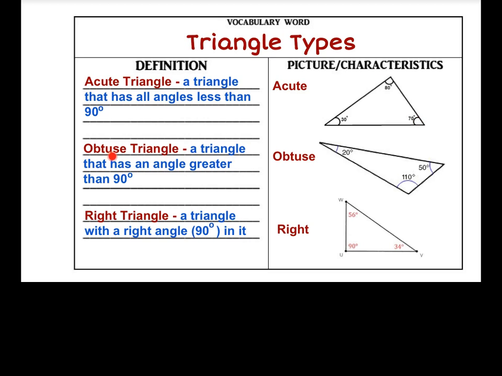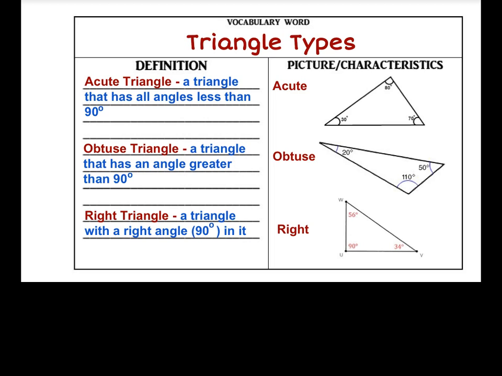Then we have obtuse triangle, which is a triangle that has an angle that is greater than 90. So it's just one angle that is greater than 90. So we have the 20 here, which is less than 90, 50, which is less than 90, and then finally we have our 110, which is greater than 90 degrees.